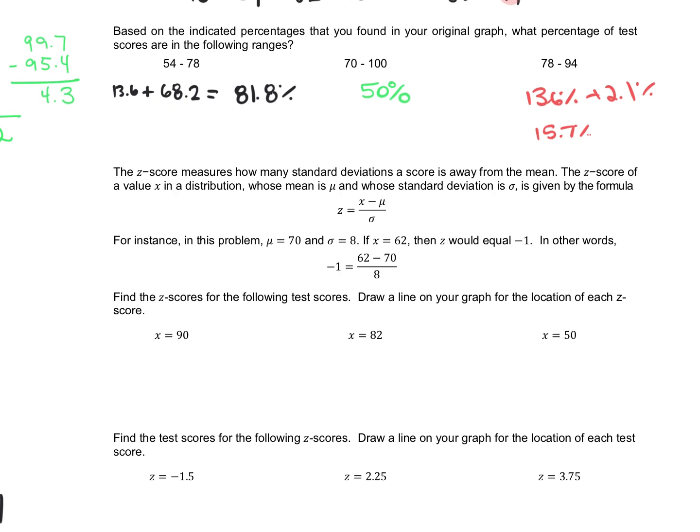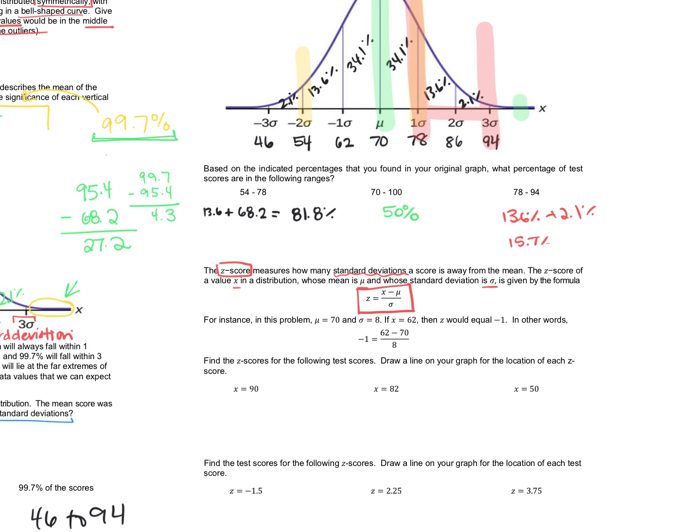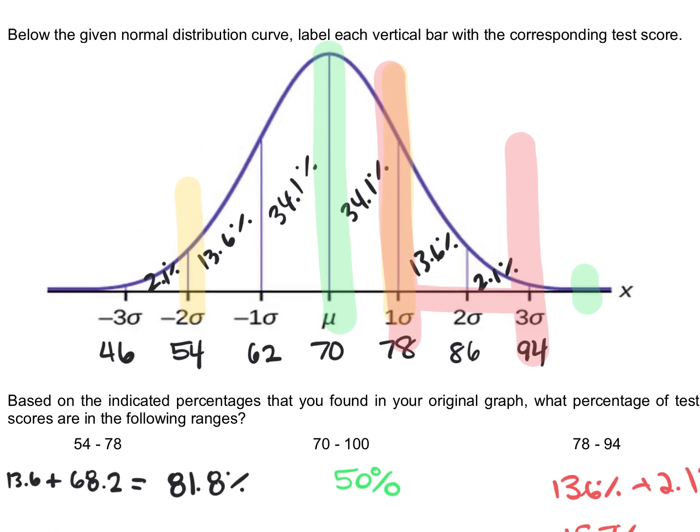All right. So now we want to talk about something called the z-score, and it measures how many standard deviations a score is away from the mean. So the z-score of a value x, that's their piece of data, whose mean is mu and standard deviation is sigma, is given by this formula. For instance, in this problem, we have mu equals 70 and sigma equaling 8. If x equals 62, then our z would be -1. And you can see that up in our picture.